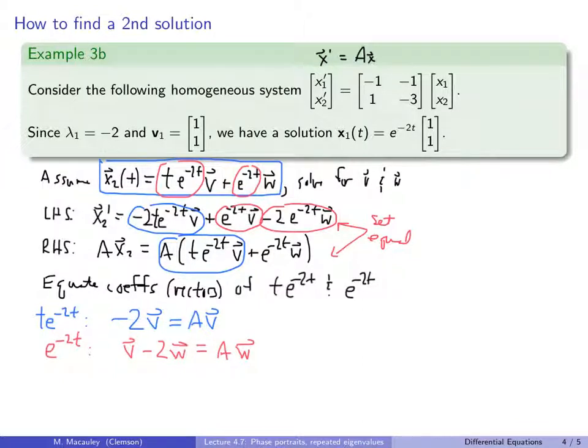So this should look familiar. A times v equals negative 2v. That is only going to happen if v is an eigenvector of A with eigenvalue negative 2. Now, are we guaranteed that A is necessarily going to have an eigenvalue of negative 2? In general, no, but fortunately, in this case, it does. And in fact, this first equation is always going to be the eigenvector equation. So right away, we can say v is an eigenvector, so v is 1, 1.